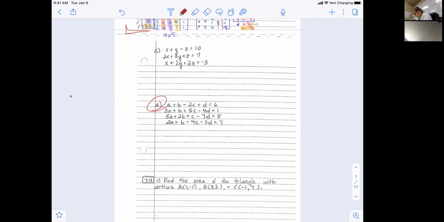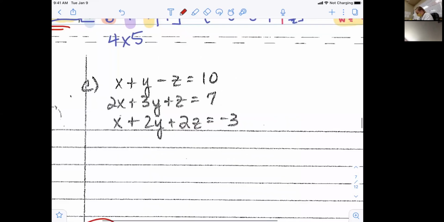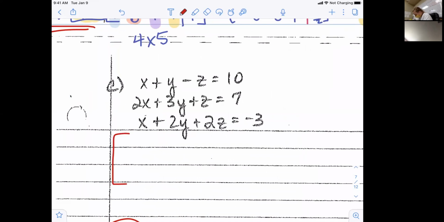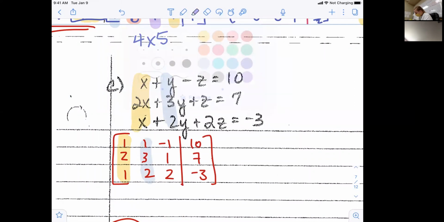Okay. I'm going to do letter C. Got to make my augmented matrix. 1, 2, 1, 1, 3, 2, negative 1, 1, 2, 10, 7, negative 3. Again, my x's went first, my y's went second, my z's went third, and then my answers went last.